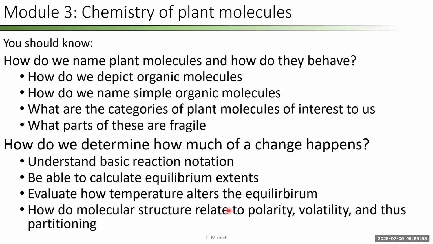In this third module, covering chemistry, you should know how we can name plant molecules and how they behave at the sort of structural level. And then also, how can we determine how much of a change happens? So whether that's a reaction, vaporization, or transfer from one sort of holding agent to another.